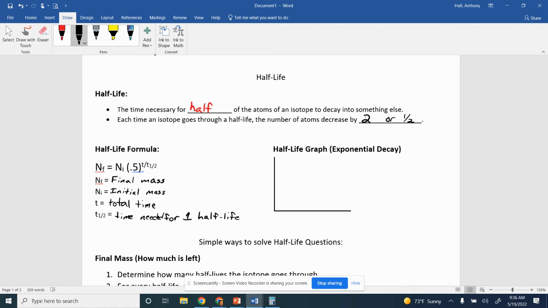So coming over here, I just wanted to tie this back to the lab. So the half-life graph, what did your graph look like yesterday? Anybody remember? Yeah, it decreases. So we started out with a bunch, and it decreased pretty quickly, but then it started decreasing by a smaller and smaller amount.